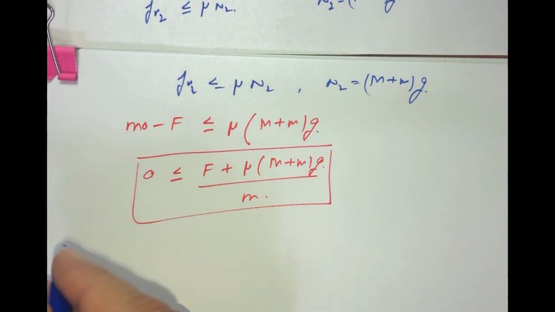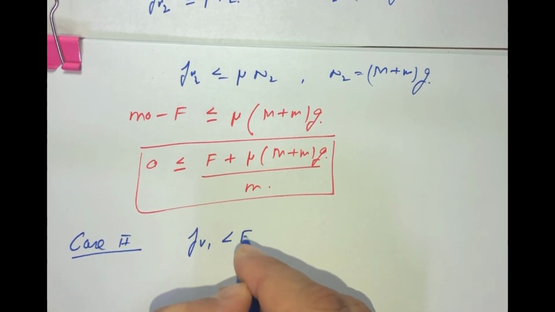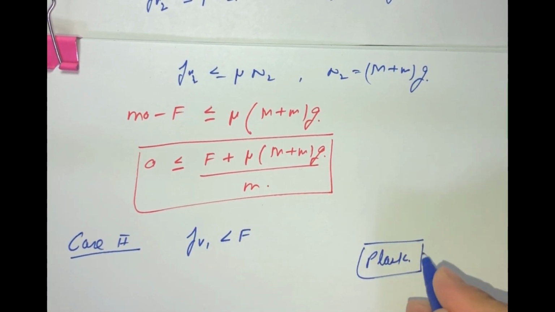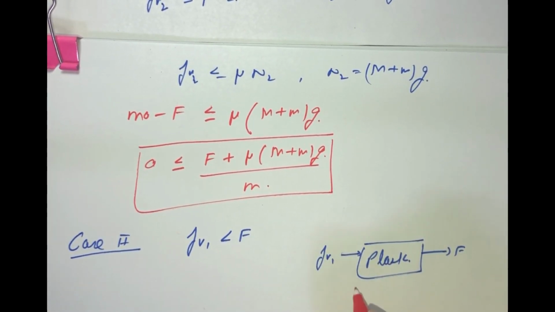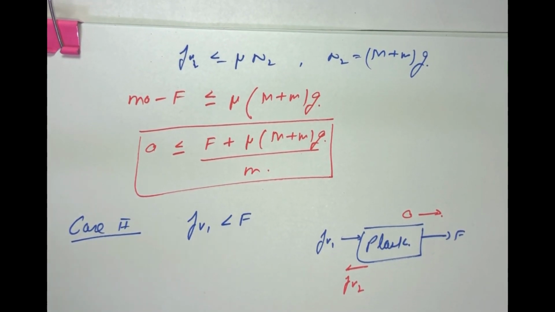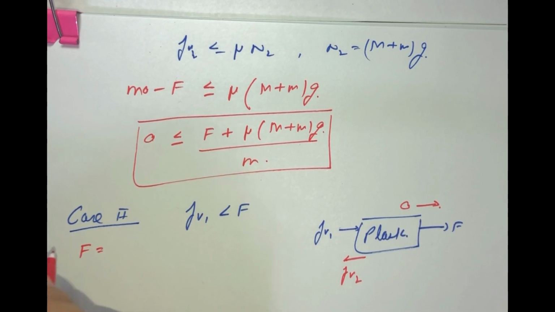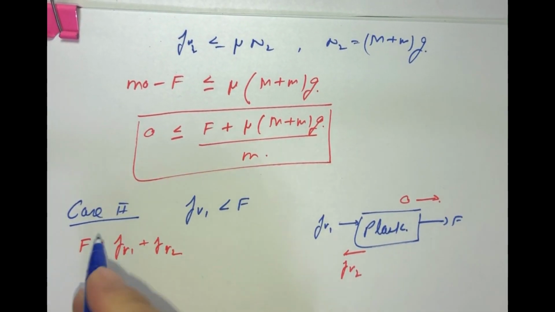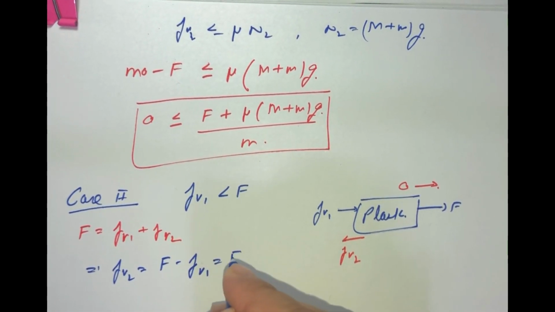Now case 2. And case 2 is when our FR1 is less than the applied force F. So in this condition, this is our plank, the force F, FR1, and we are going to have frictional force FR2 in this direction now, and acceleration is A. So now the equation for the motion can be written as F is equal to FR1 plus FR2. So from here we can write our FR2 is equal to F minus FR1. FR1 is ma, so F minus ma.